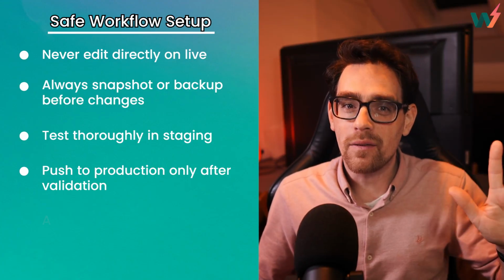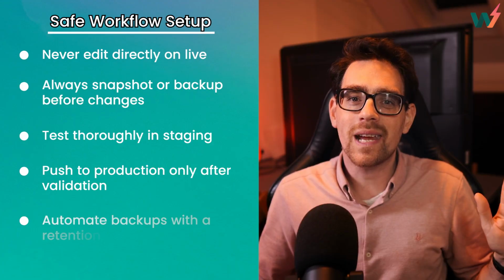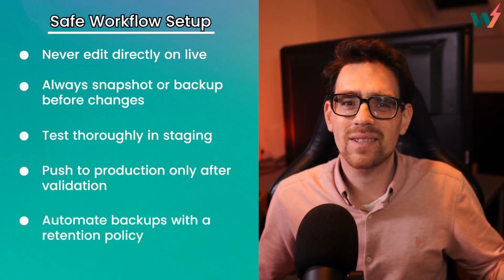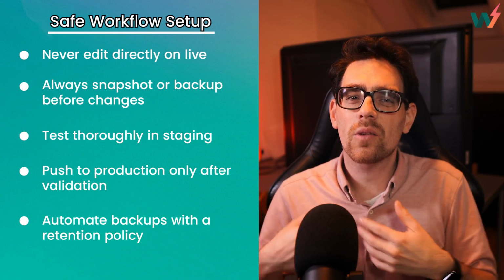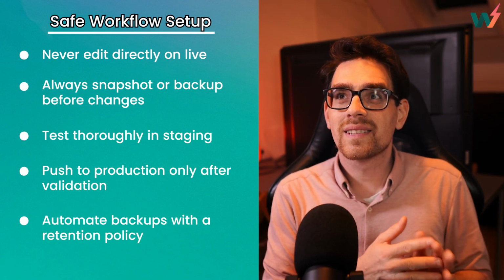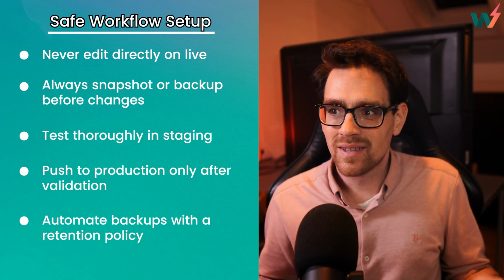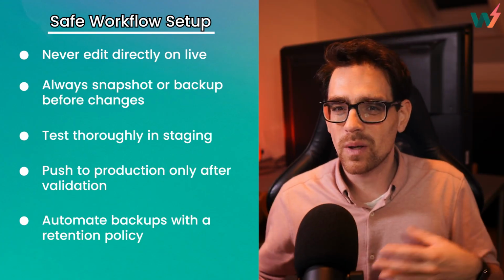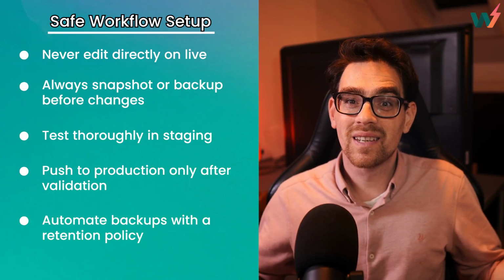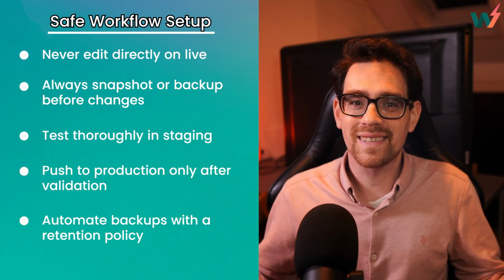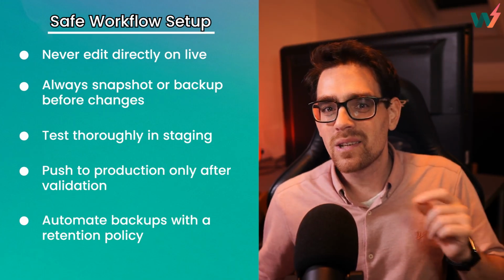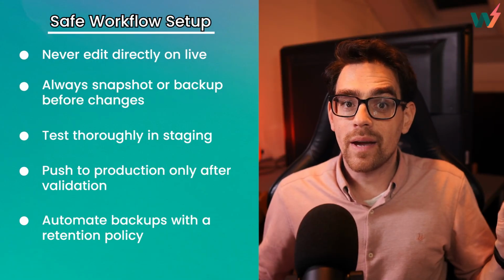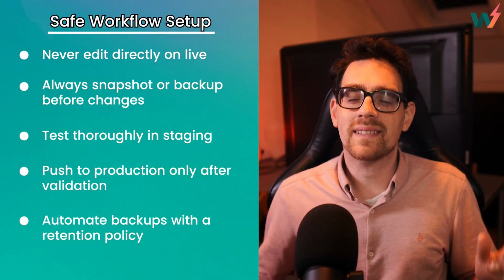Rule number 5, automate backups with a retention policy. Some hosting companies have that, just like InstaWP, to make automatic backups and keep it for an X amount of days. During my day job, we have a 15-day retention policy. We keep the backups for 15 days and the backups are made every day so that we always have a way to roll back.